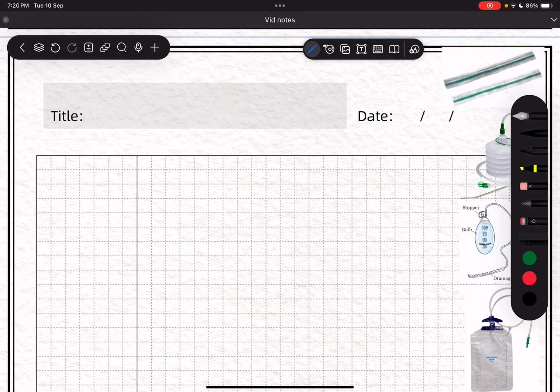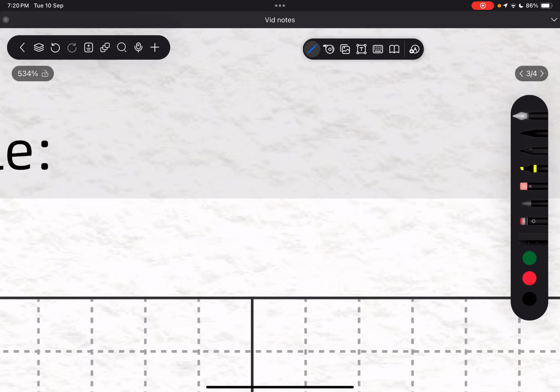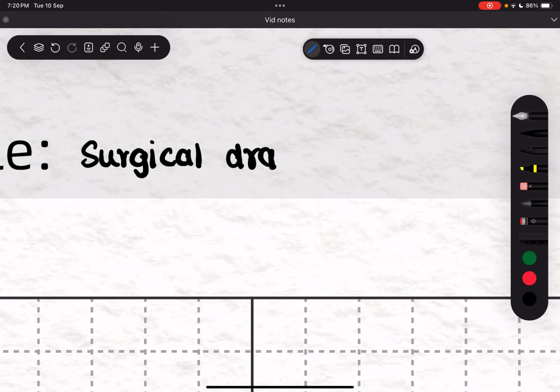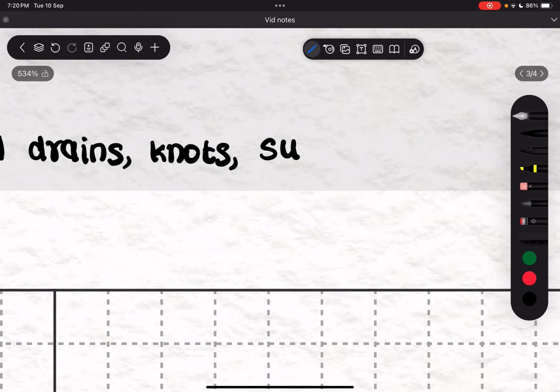Now, let us look at the topic surgical drains, knots, and sutures. Surgical drains, knots, and sutures.